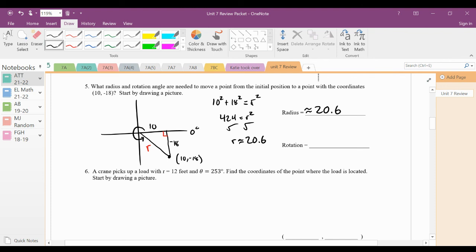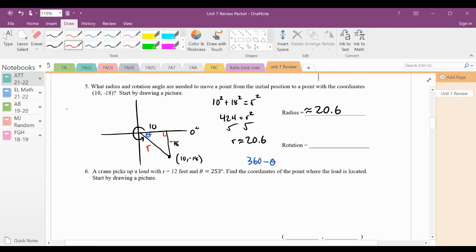And now we have to find our angle of rotation. Well, that comes from figuring out first my reference angle, and then I'll have to do 360 degrees minus that reference angle in order to find my rotation angle. So the reference angle can be done a number of ways. Any inverse trig would work in this case.